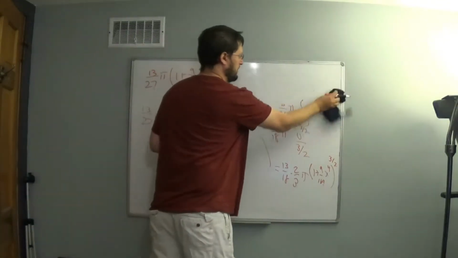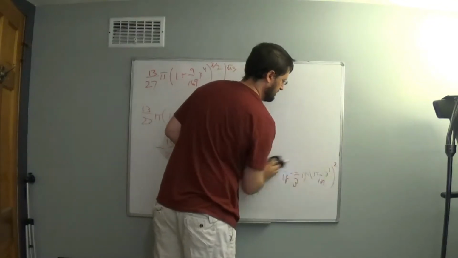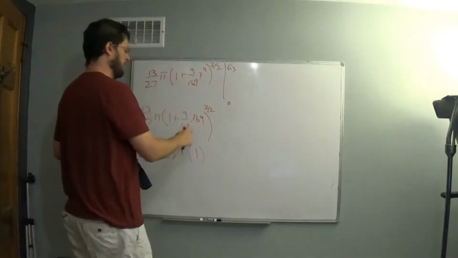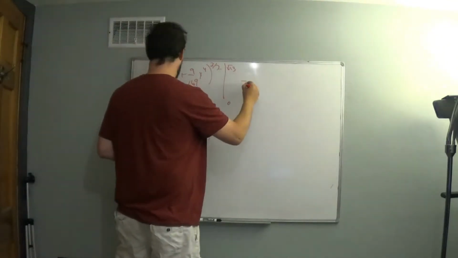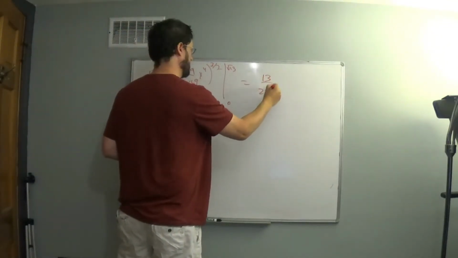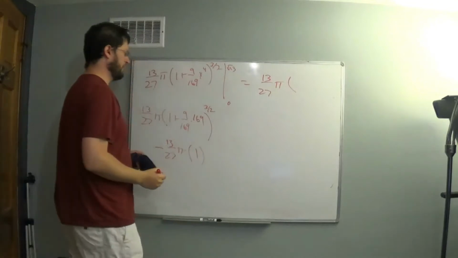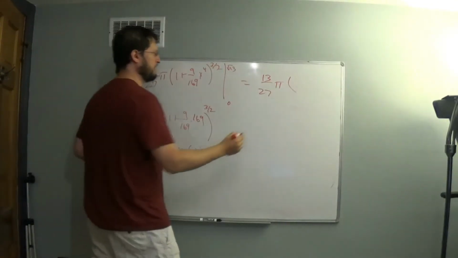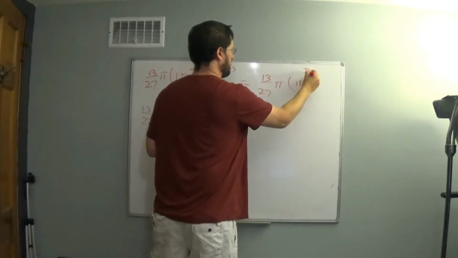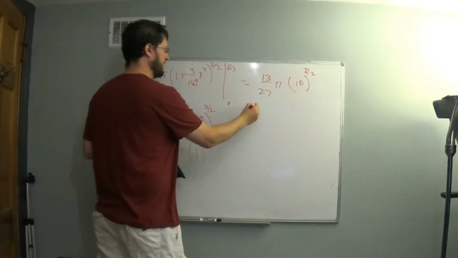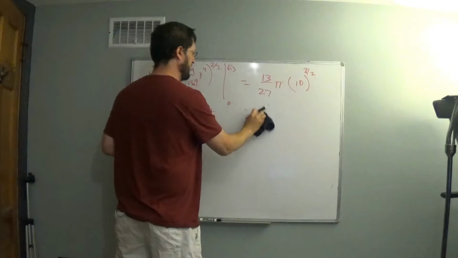So this does do a little bit more simplifying. 169 over 169 is 1. So I end up getting 13 over 27 pi times 1 plus 9, which is 10, raised to the 3/2, minus 13 over 27 pi.